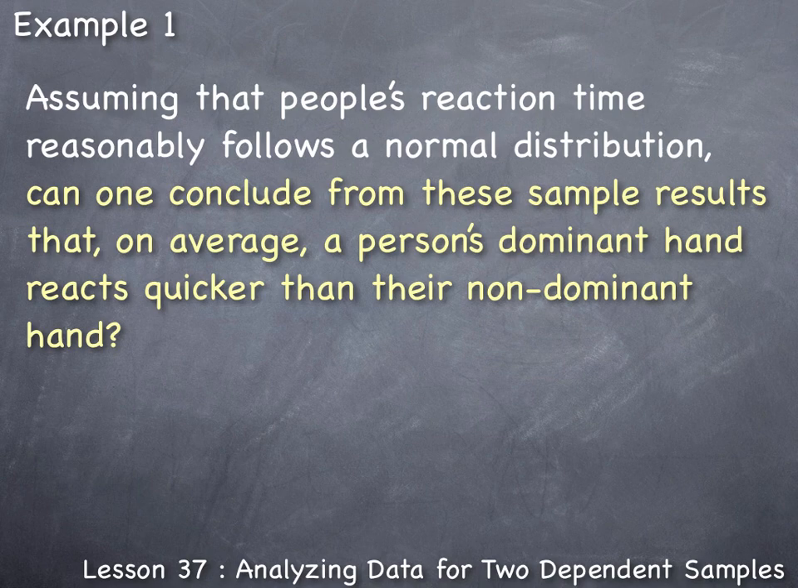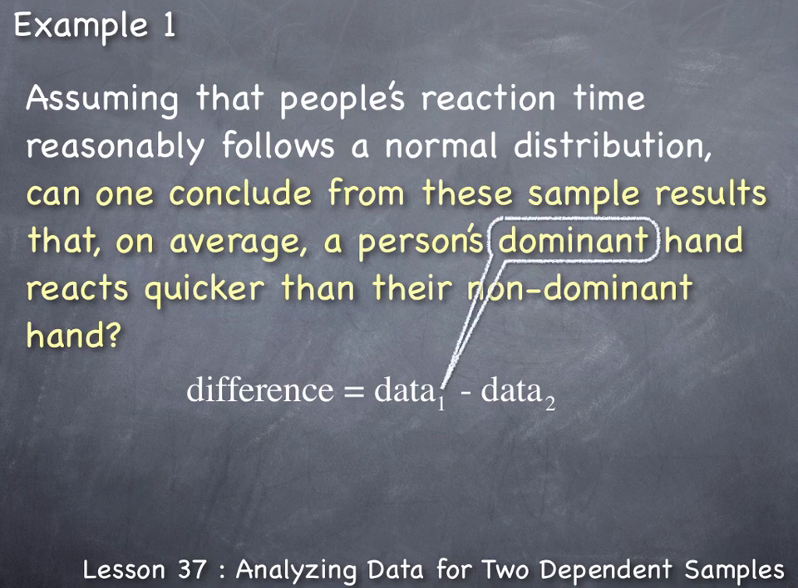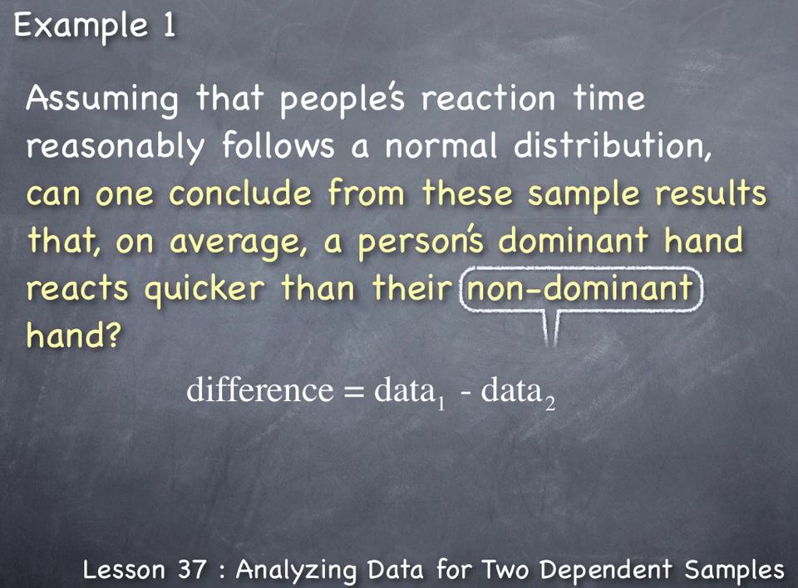In this case, to do the hypothesis test, we involve the differences in the data values. The difference would be the first data value subtract the second data value. In this problem, the person's dominant hand is mentioned first in the question, and the person's non-dominant hand is mentioned second. Thus, we will take the dominant hand reaction time and subtract the non-dominant hand reaction time to get the difference in the reaction times.